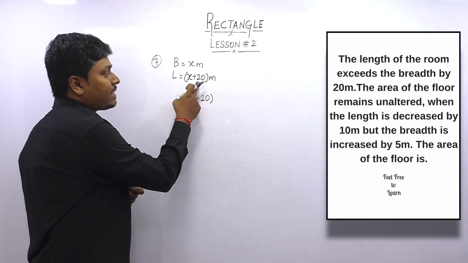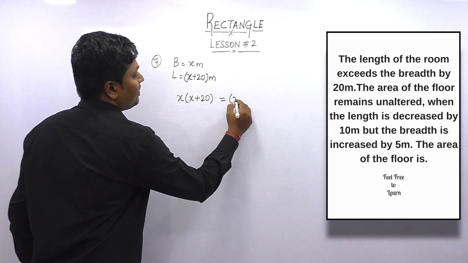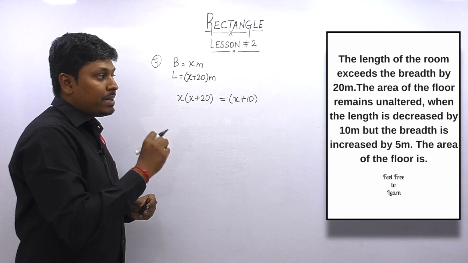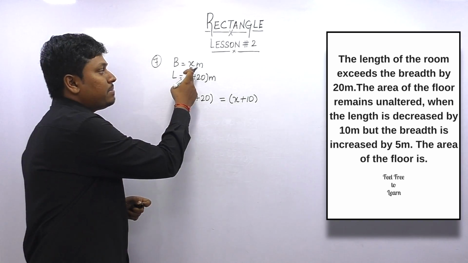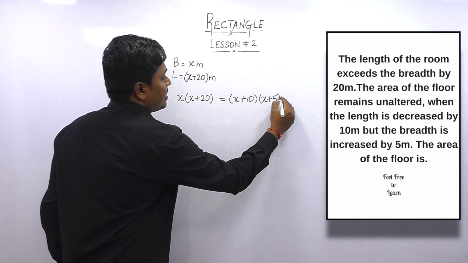Already we have a length x plus 20. They are decreasing the length by 10. If they decrease the length by 10, we can say x plus 10 will be the length. And the second is, the breadth is increased by 5. Already we know that the breadth is x meter. If the breadth is increased by 5, so x plus 5. So friends, got the logic.